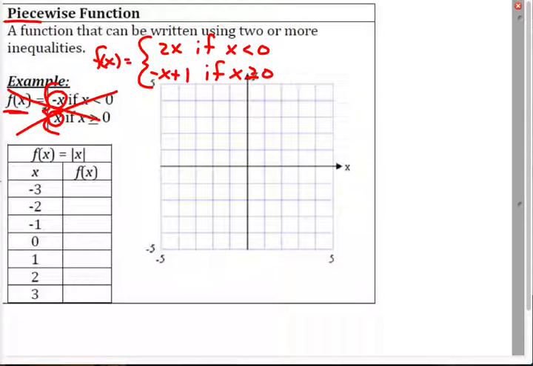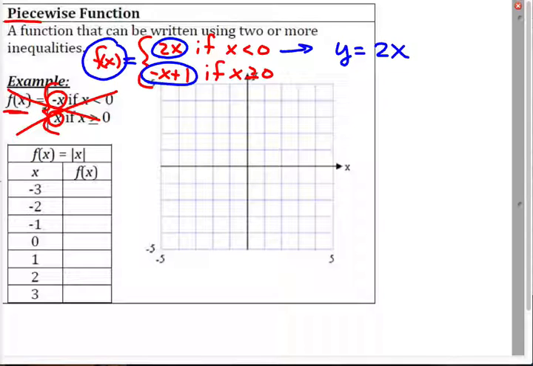Okay, what you got to recognize is this. The things you're actually graphing are the 2x and the negative x plus 1. We're going to do the 2x first. Now remembering that this f of x is the same as y, and we're saying it's equal to this brace and everything in the brace, from this top line I get the equation y equals 2x. That's what I have to graph, that linear equation. The x is less than 0 part of it, we'll talk about that in a minute.